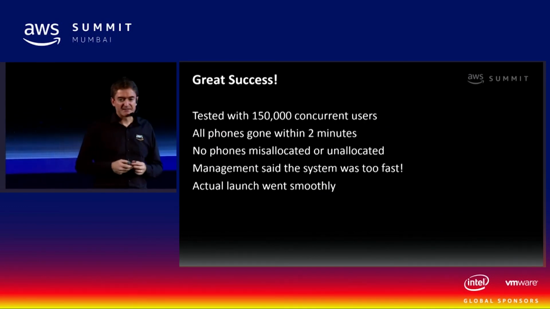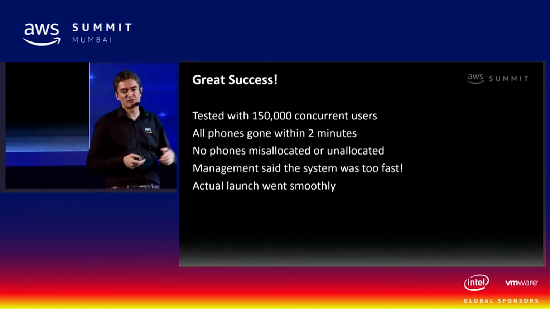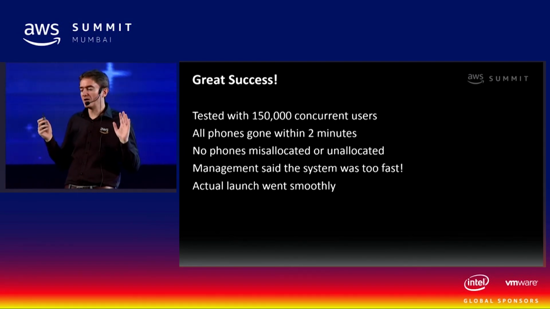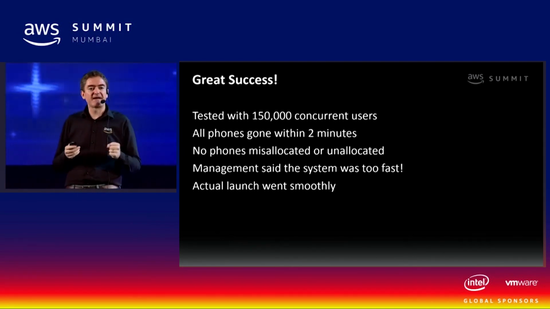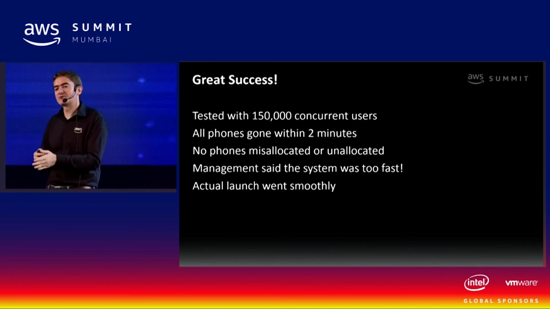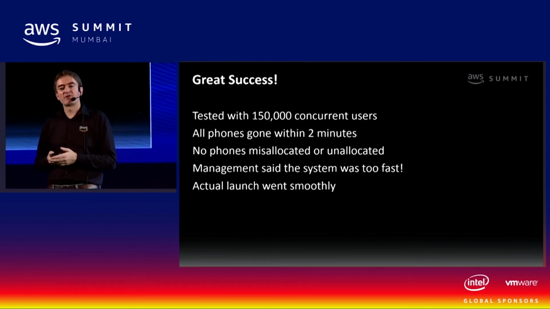So, great success. Tested with 150,000 concurrent users. All the phones were gone within 2 minutes. No phones were misallocated or anything went wrong. So we went back to the management team and they said, oh, that's too fast. Okay, but at that stage it was so close to launch that we couldn't change it. And the actual launch went smoothly. There was no major drama.